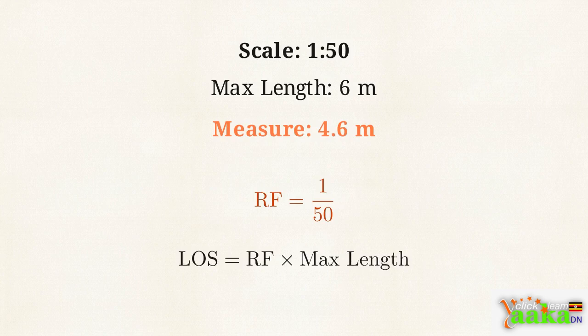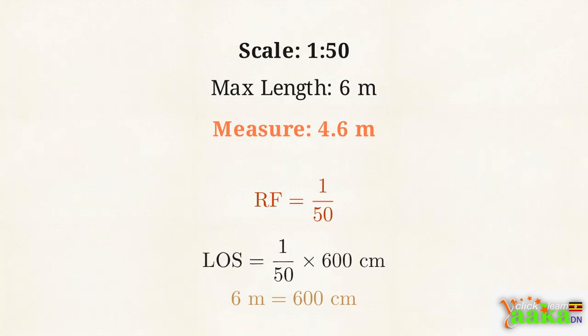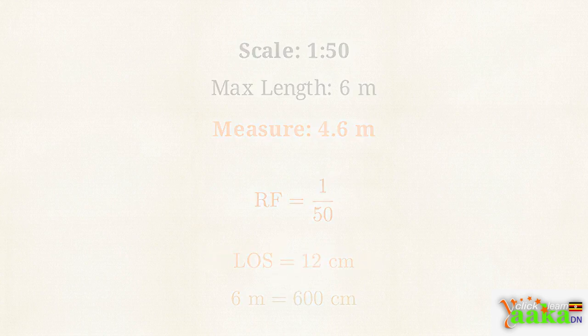Step 2 is calculating the length of scale. This is the physical line you will draw on your paper, found by multiplying the RF by the maximum length to be measured. This equation shows a common trap. Before multiplying, convert the maximum length of 6 meters into centimeters so it fits on the page. 6 meters becomes 600. 1/50th of 600 gives exactly 12 centimeters. Drawing this 12-centimeter line perfectly represents a 6-meter capacity.